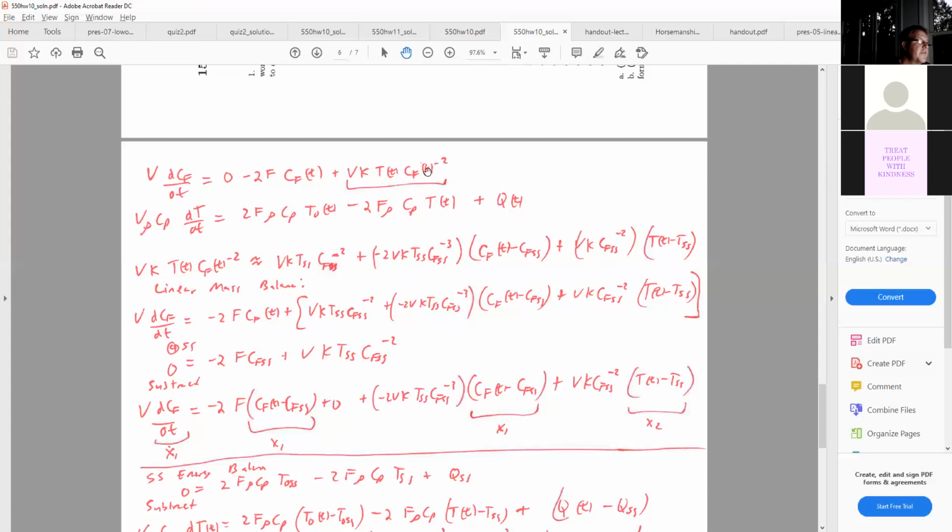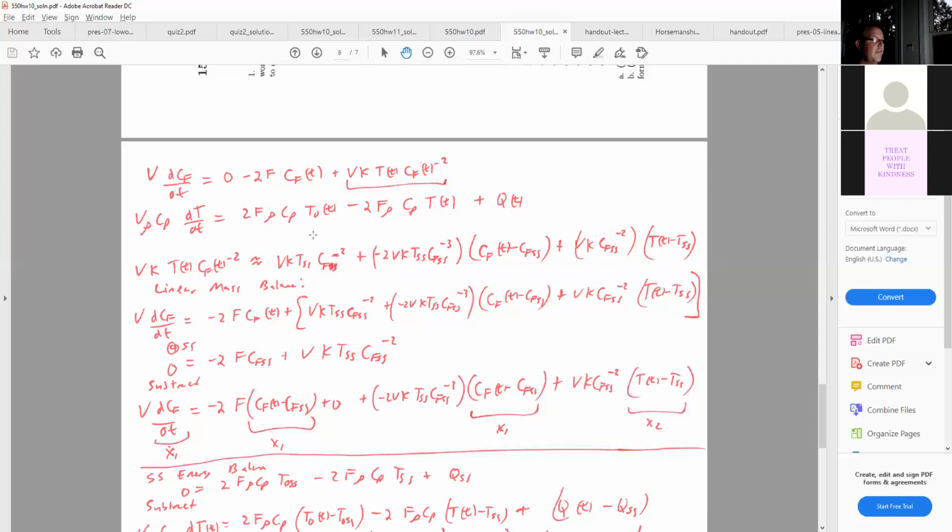So what's the concentration here? V k T steady state, negative times negative 2, CF to the negative 3. Right. So partial with respect to CF. Then a partial with respect to T, you're basically going to get all of this except for T. So that's my delta CF, that's my delta T.